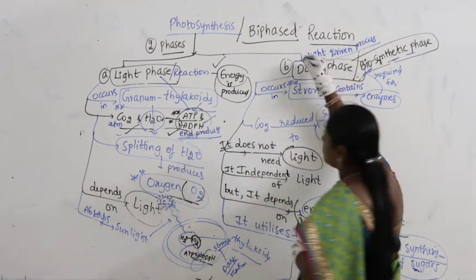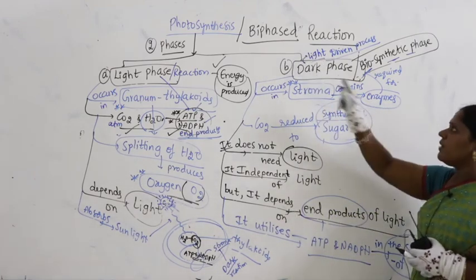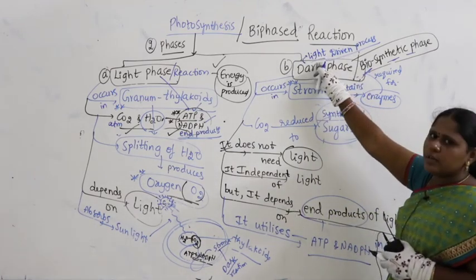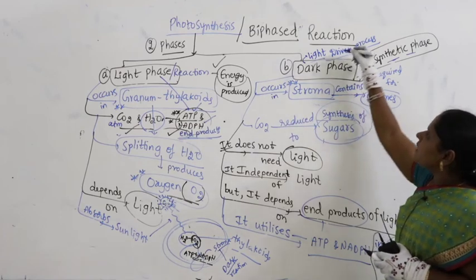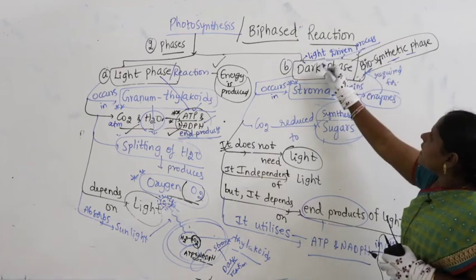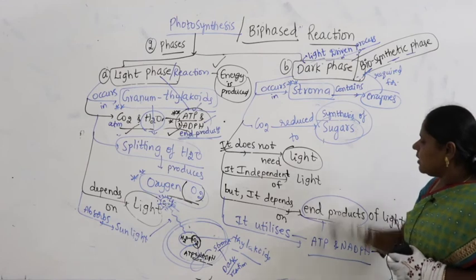Light driven process. Why is it called light driven process? Because light is absorbed, the light reaction takes place, and this process is driven by it. So, it is called light driven process. And what is the other one? Dark reaction.